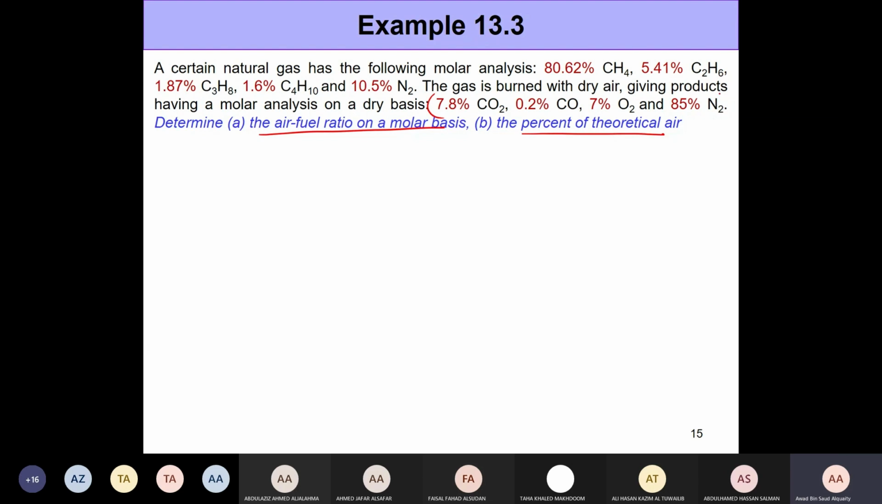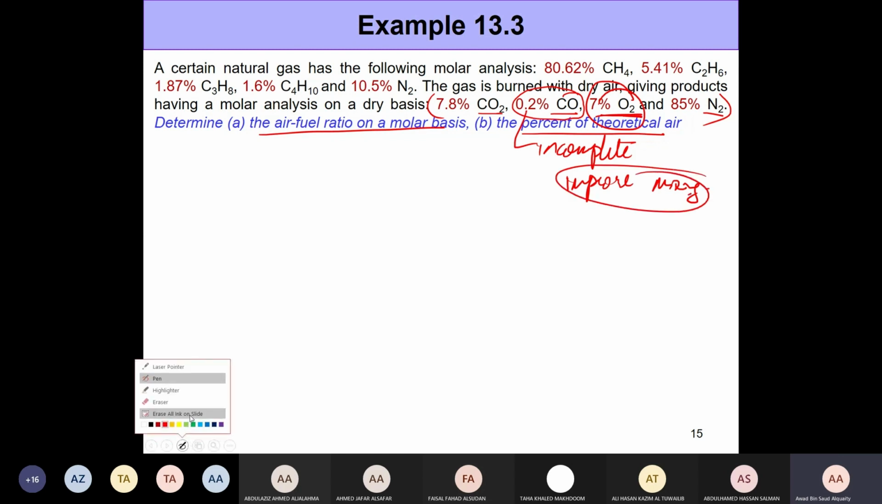On the product side, you have CO2, CO, oxygen, and nitrogen. These are the dry products. You also have to add water to it. But just by looking at these products, you can say that the combustion is incomplete simply because we see CO in the products, and it is incomplete because of improper mixing, since we have free oxygen on the product side. There is some amount of oxygen, but it did not combine with CO to form CO2. This indicates that the mixing was not done well, or there was not enough time for mixing to happen.